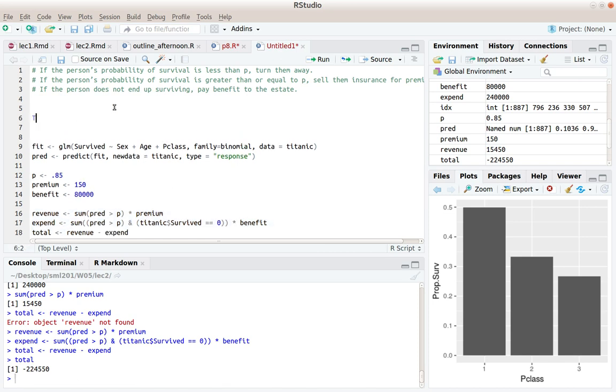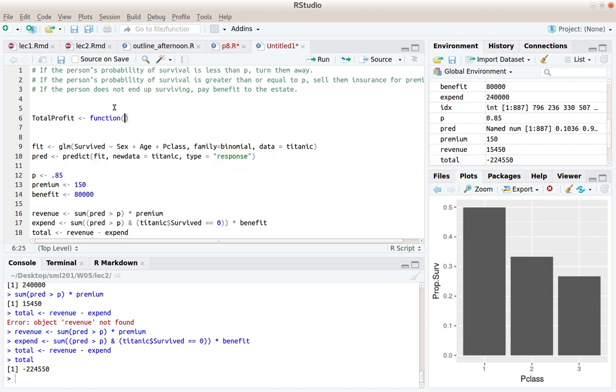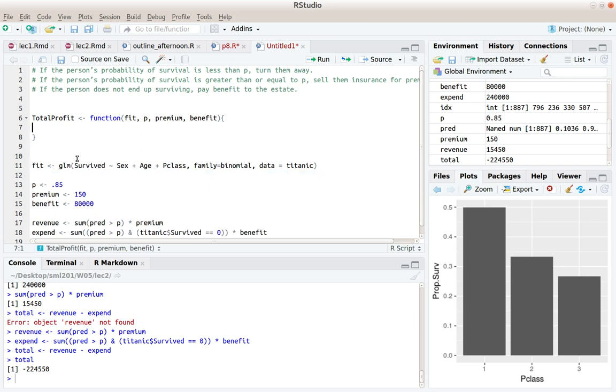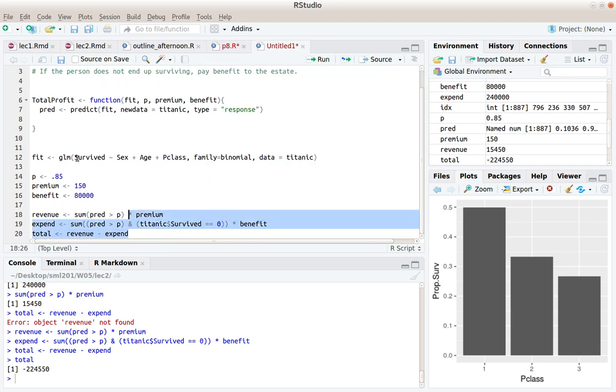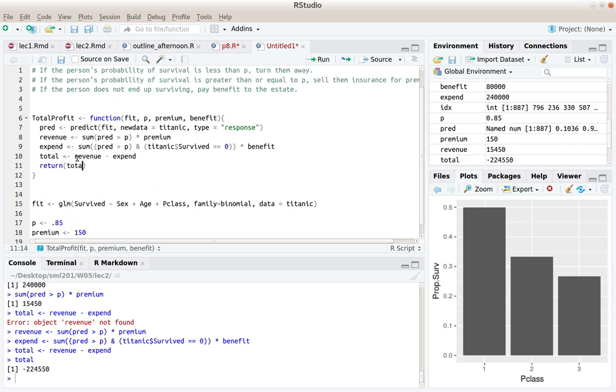So let's now put all of that into a function. So we'll say total profit or something like that. And that's going to be a function. Now, what sort of information do we need here? We certainly need the fit in order to make the predictions. We need to know the P. We need to know the revenue. Sorry, not the revenue. We need to know the premium. And we need to know the benefit. So if we know that, we can just copy this. And we'll copy that. And we'll return the total.